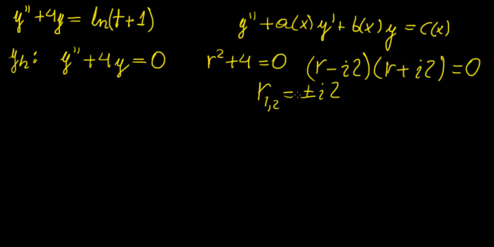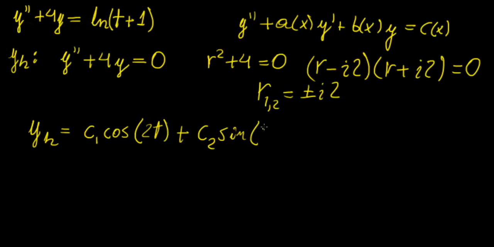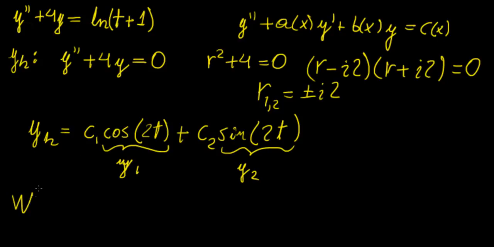Now we know that for complex roots the general solution should look like c1 times cosine of the imaginary part, so 2t, plus c2 sine 2t. So basically this is going to be our y1, and this part here is going to be our y2. So we ignore the constants for calculating the Wronskian, so let's do it with respect to these two.